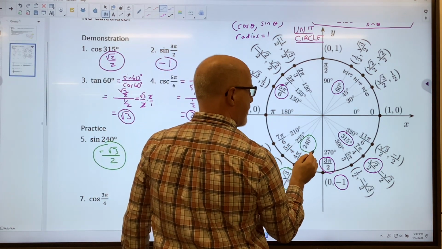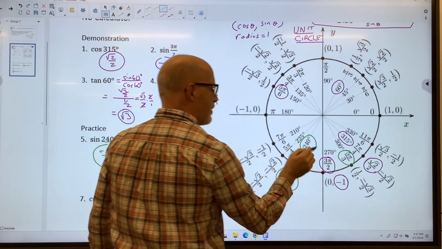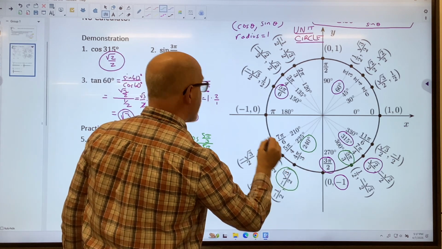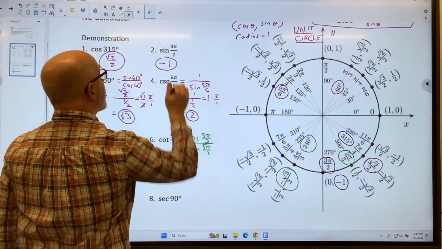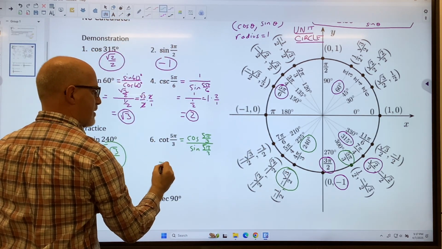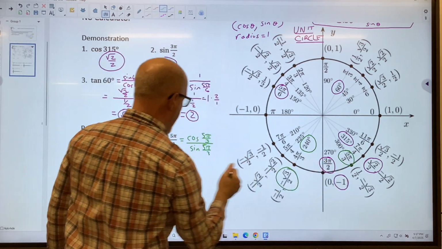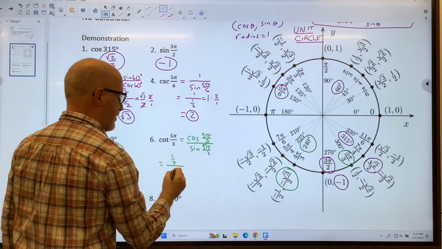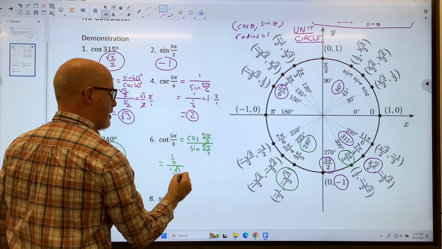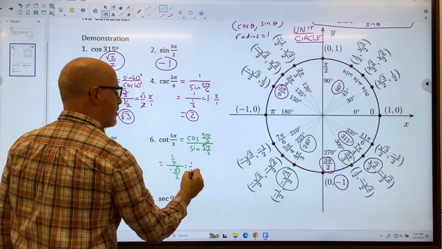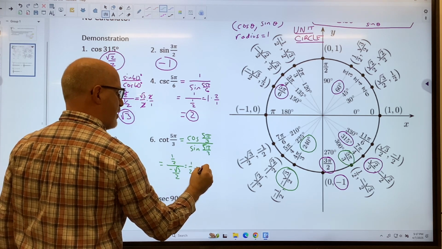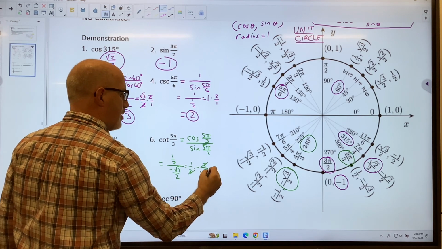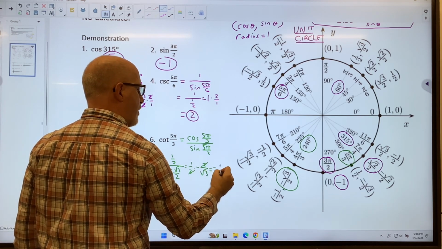You're going to find 5 pi over 3 right here. And we're going to put the cosine, which is the x value. So that's going to be 1/2 over the sine of it, which will be negative square root of 3 over 2. And now we're going to multiply by the reciprocal of the denominator, so negative 2 over the square root of 3. The 2's cancel, so that gives you negative 1 over the square root of 3.